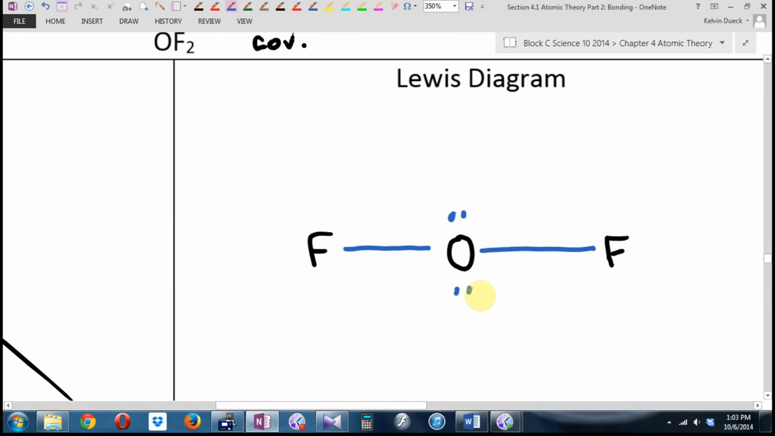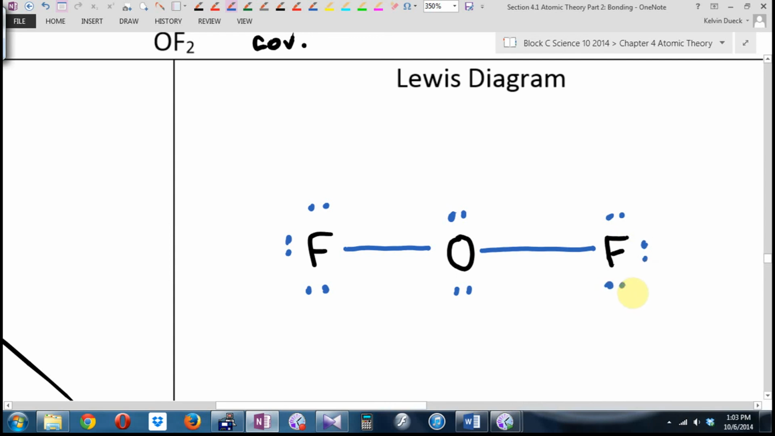How many electrons does fluoride have right now? With this line, what does it count as? 2. How many does it want? Also 8. So how many more do I need on the fluoride? 6. 1, 2, 3, 4, 5, 6. Pair. Oh, and 1, 2, 3, 4, 5, 6.